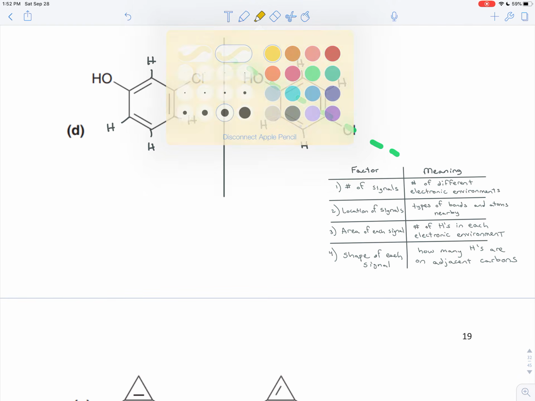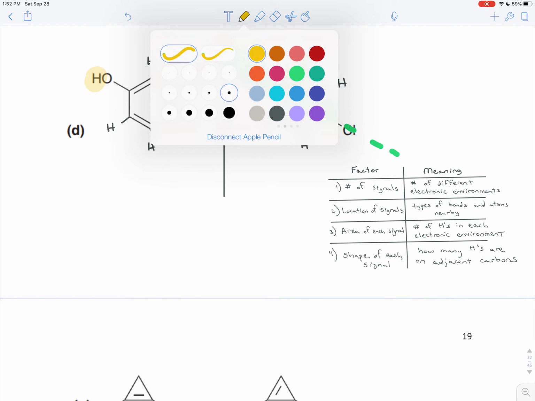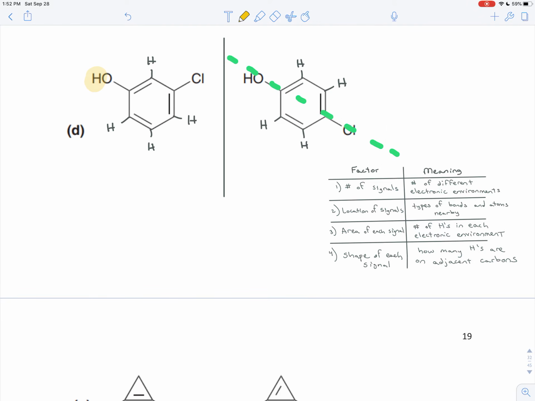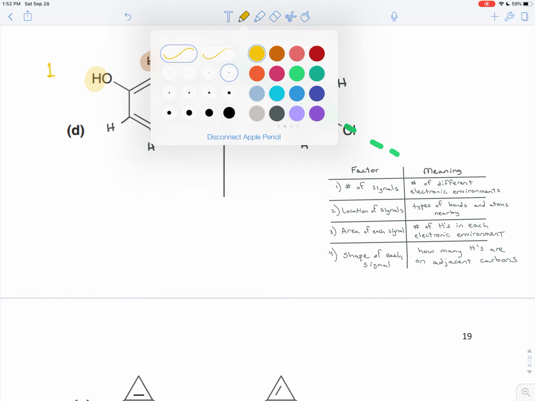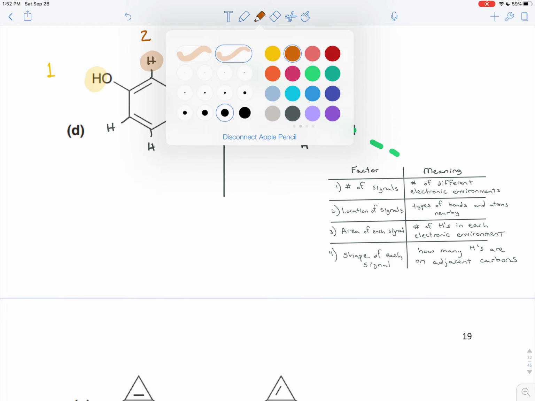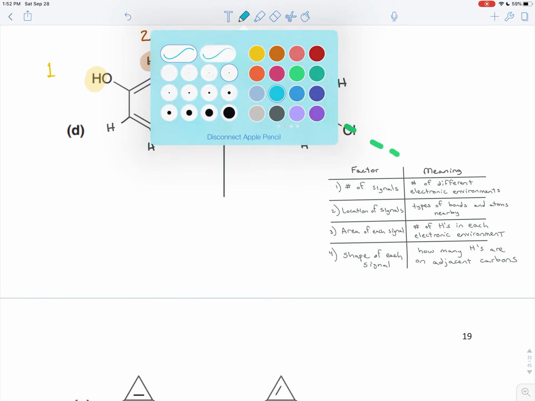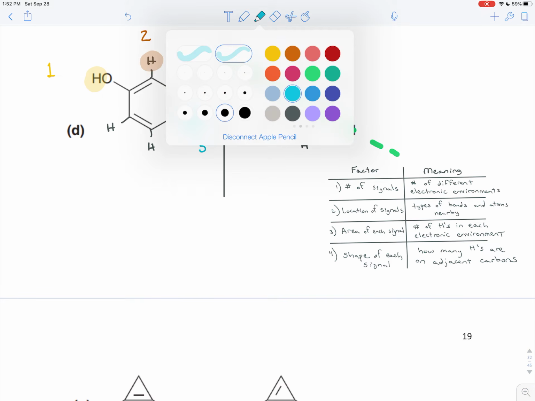So first thing we want to do is figure out how many signals we'd have in each of these and whether that ties. In the molecule on the left, you have a hydrogen on an oxygen. That's one electronic environment, so that's one signal. Going clockwise, you have a hydrogen that's in between an alcohol and a chlorine, so that's a second signal. Then you have a hydrogen on the other side of the chlorine. It's a third signal, third environment.